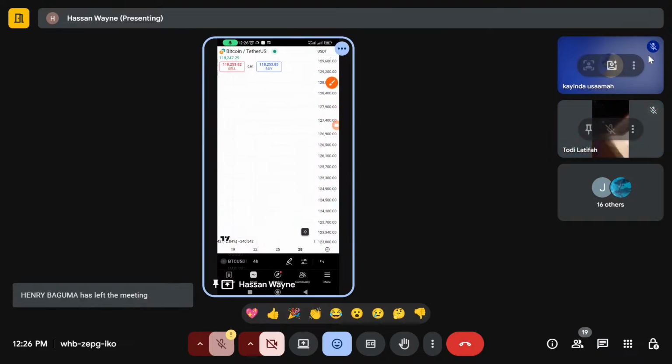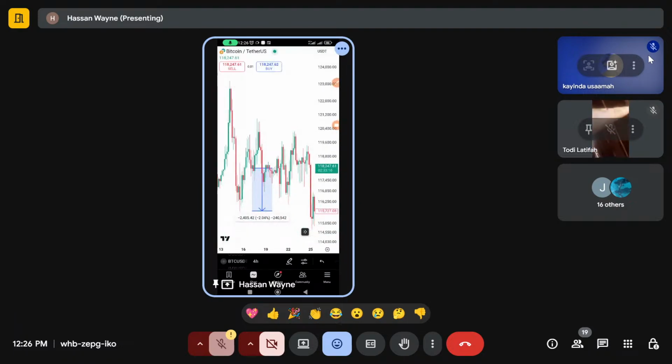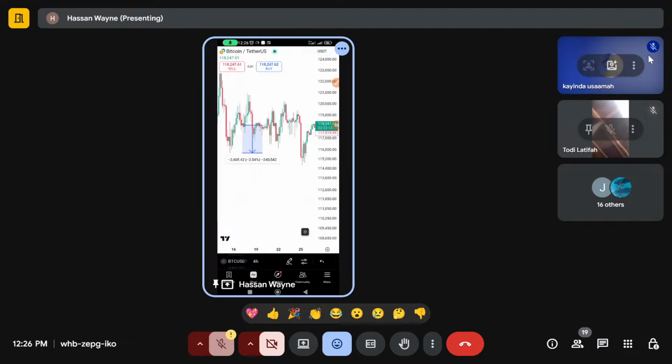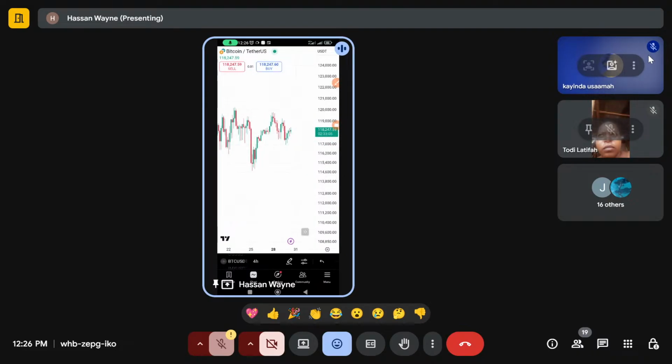So let us go on the chart and we see where we can find the shooting star.